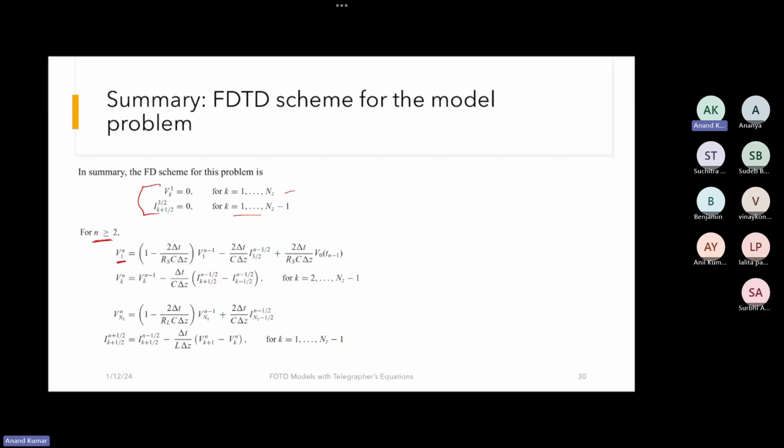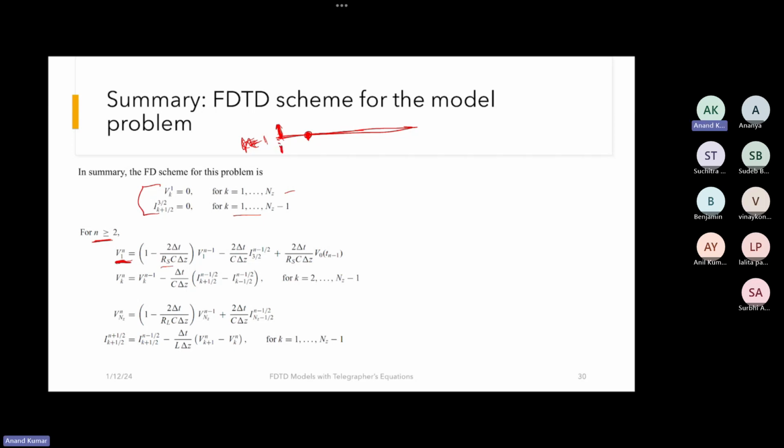So for n equals 1, this is your simulation space at the first time step, everything is 0 except your excitation point, which could be anywhere or at the start. So you give an excitation at t equals 1, which is n equals 1. And then for the next iteration, you solve for the voltage using this expression at the first node.